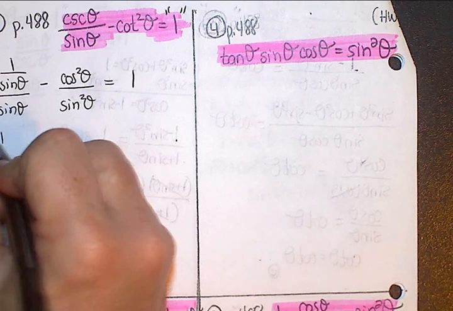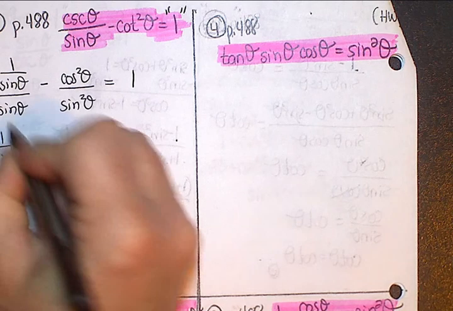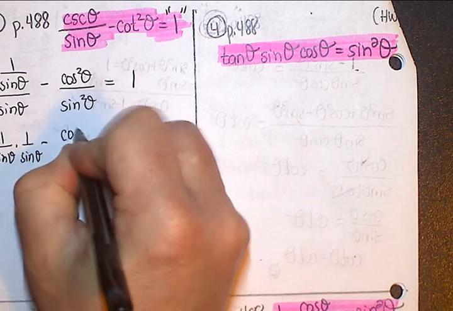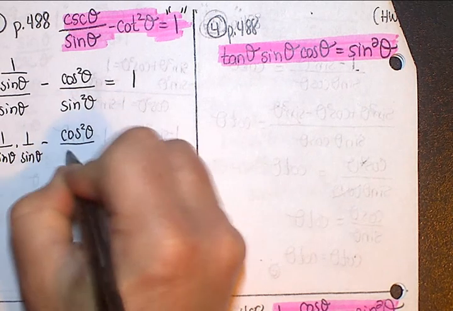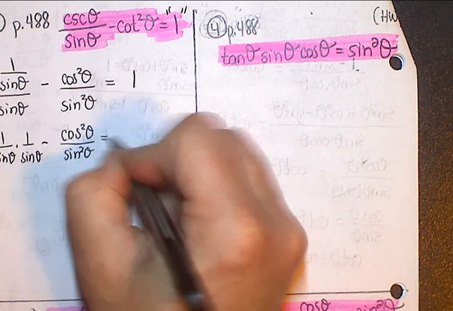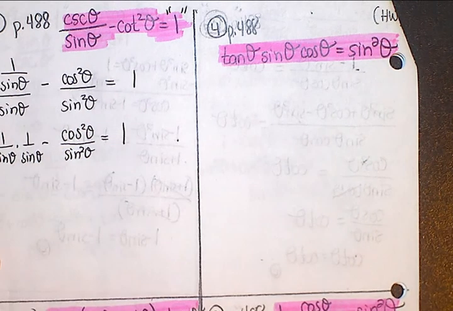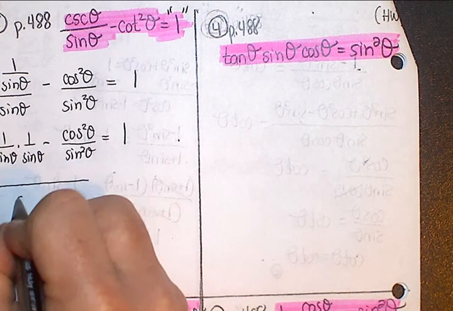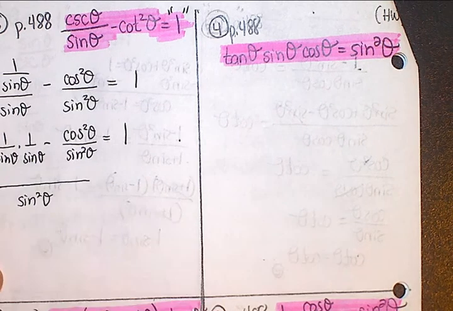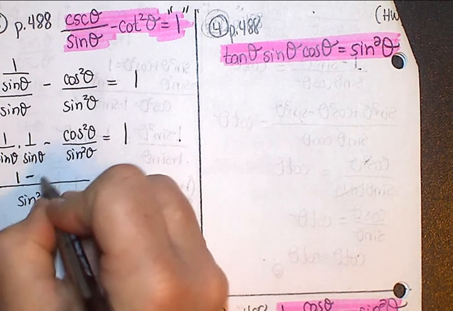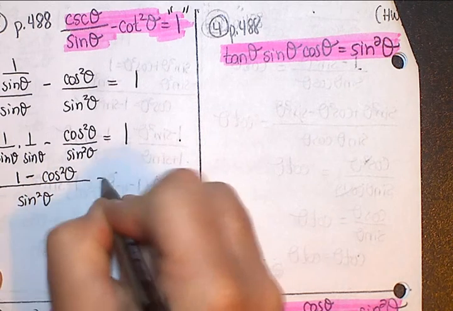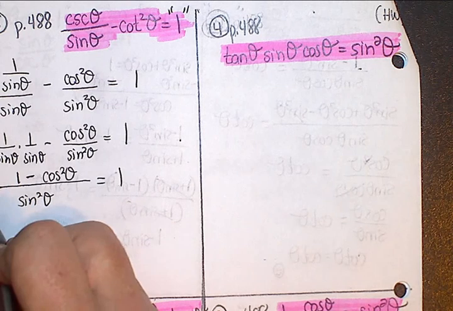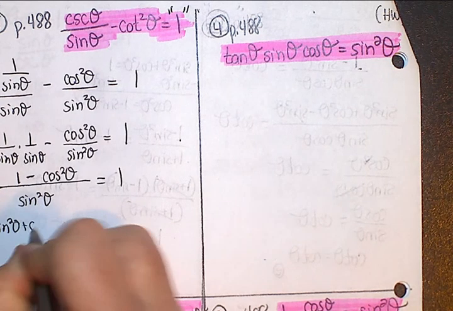So it's 1 over sine theta, bring that up, times 1 over sine theta, minus cosine squared theta over sine squared theta, and that's supposed to be 1. And when we put this all together, you can notice that we have common denominators. The common denominator is going to be sine squared theta. So I have 1 minus cosine squared theta in the top is equal to 1. And you can see using Pythagorean's identity, I'm going to plug in sine squared theta plus cosine squared theta. That's my 1.